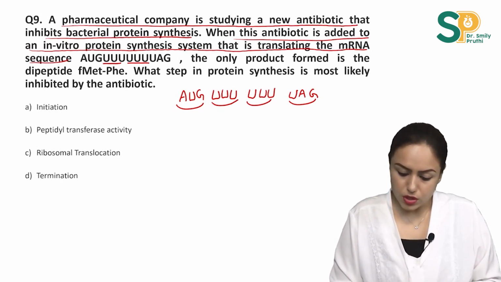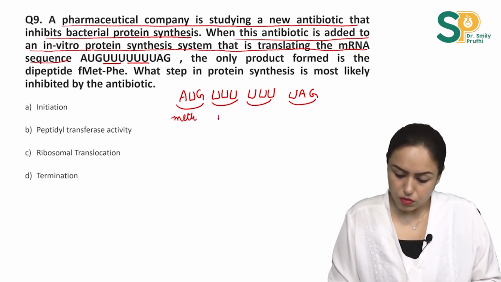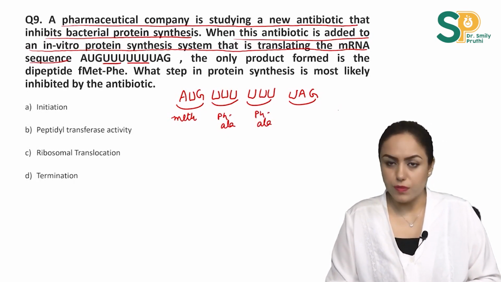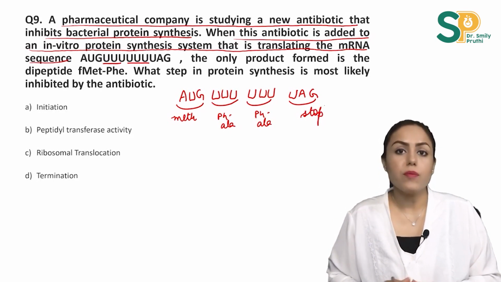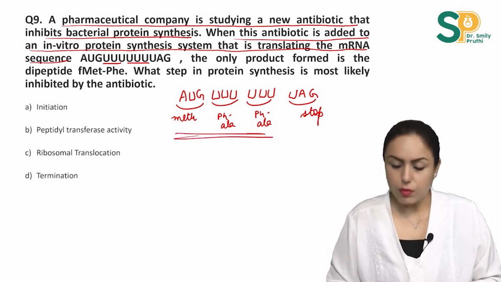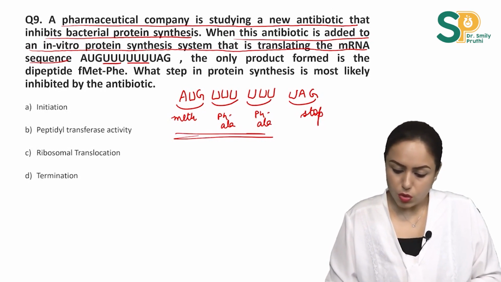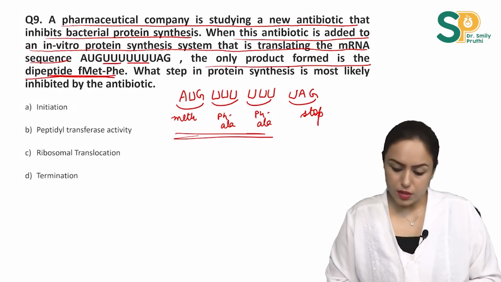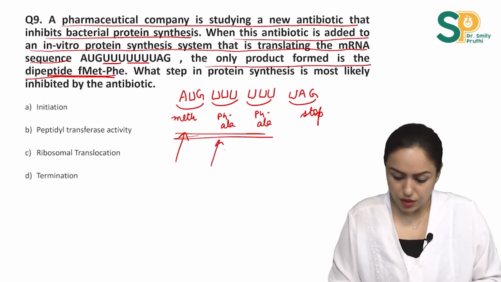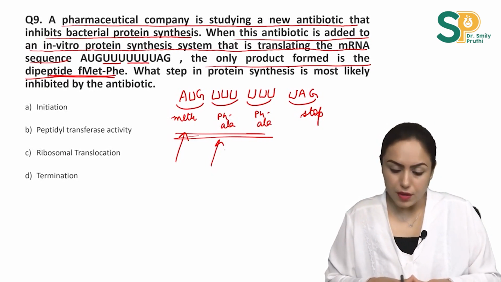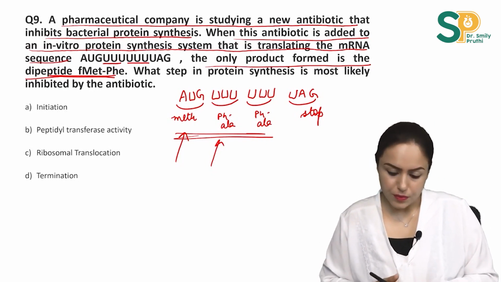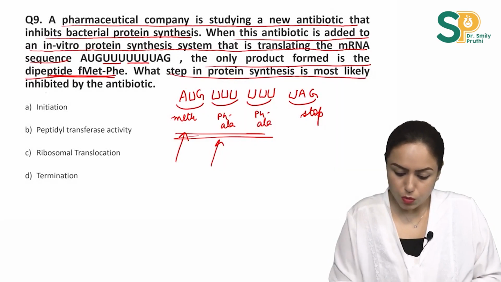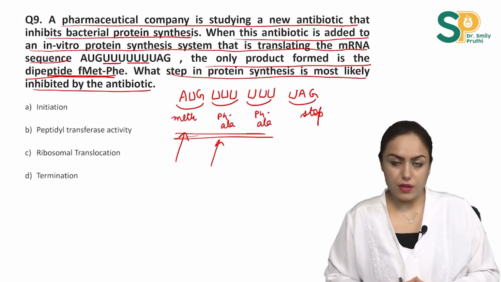So we know that AUG is the first initiation codon which codes for methionine. Then UUU codes for phenylalanine, and last is UAG, which is a stop codon. So we should be getting these 3 amino acids, right? Now the only product formed is the dipeptide formyl methionine and phenylalanine. So only the first 2 amino acids are added, and the third amino acid is not added. So what step in protein synthesis is most likely inhibited by the antibiotic?